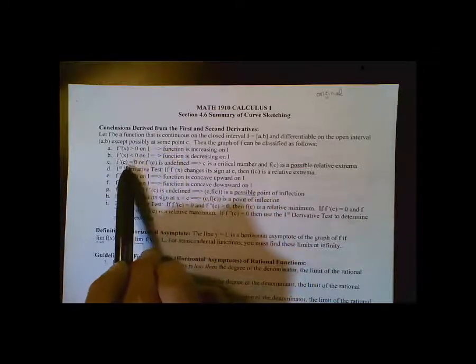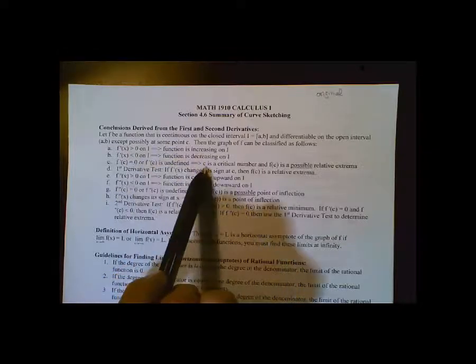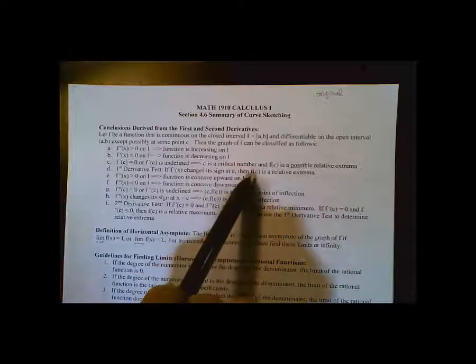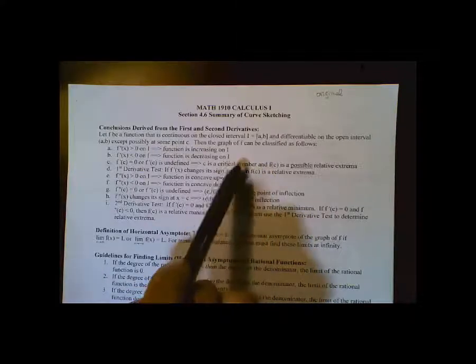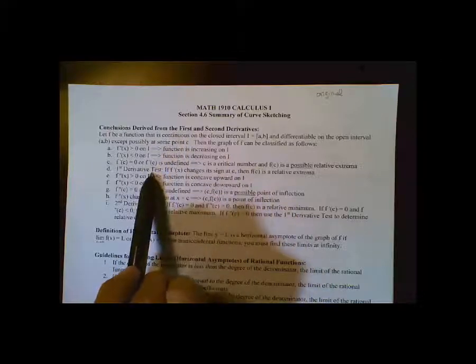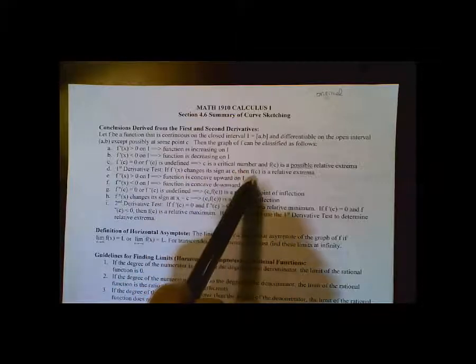Where the first derivative is 0 or undefined, then c is a critical number and f of c is a possible relative extrema. Doesn't guarantee that f of c is a relative extrema, but it's possible. The first derivative test simply says if the first derivative changes its sign at c, the function's either going from increasing to decreasing or decreasing to increasing, then f of c is a relative extrema.